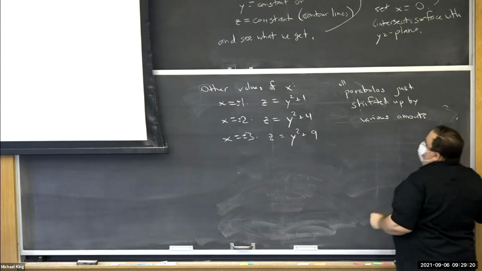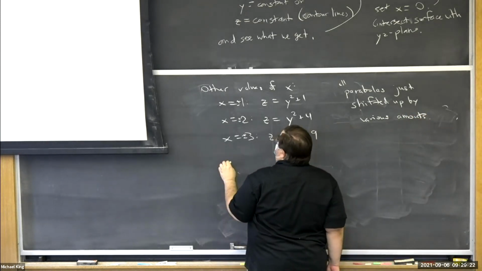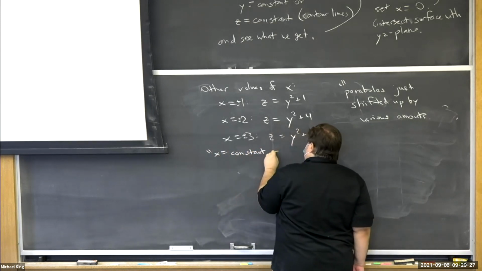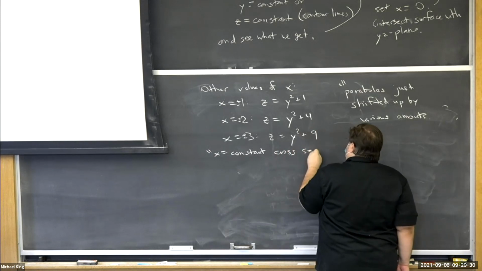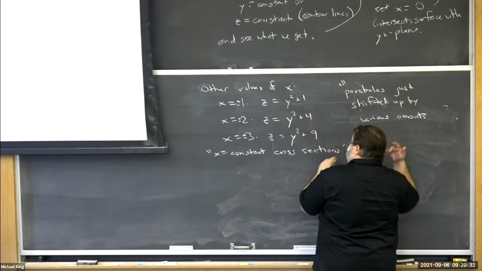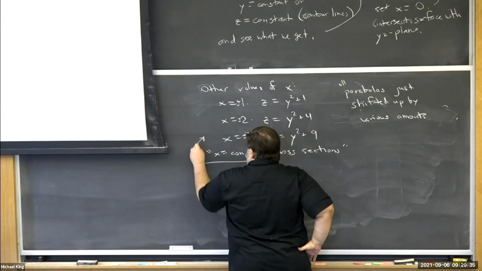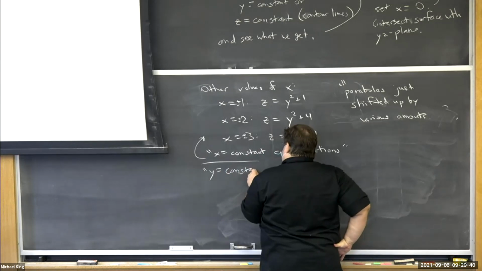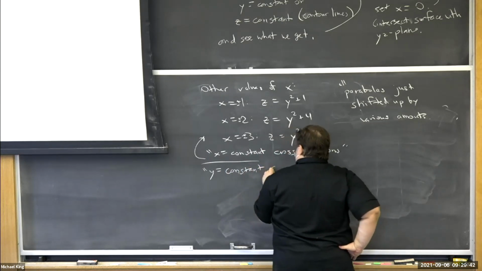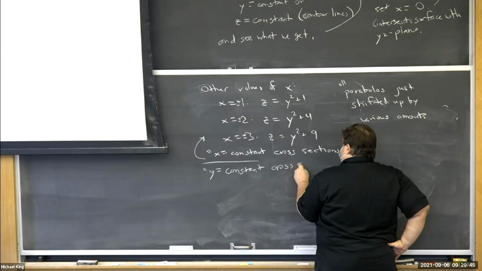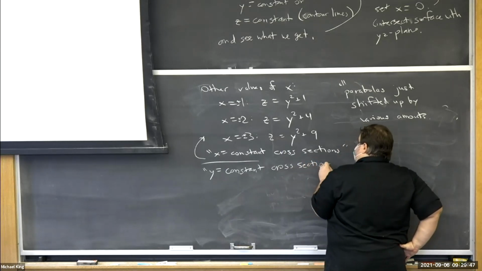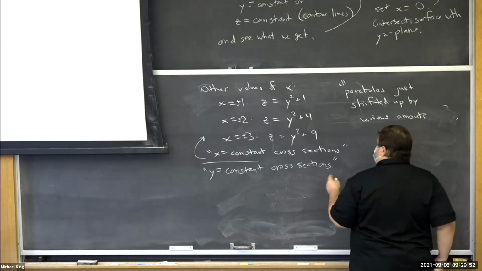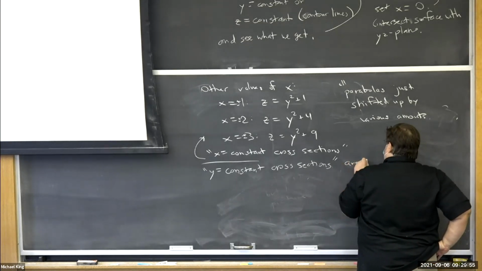And you can also see that in the, so these are the x equals constant cross sections. This is what they're called. And you can see that the y equals constant cross sections are going to be similar, right? There is a symmetry here in x and y. You can swap the roles of x and y in this and nothing changes. Are similar.